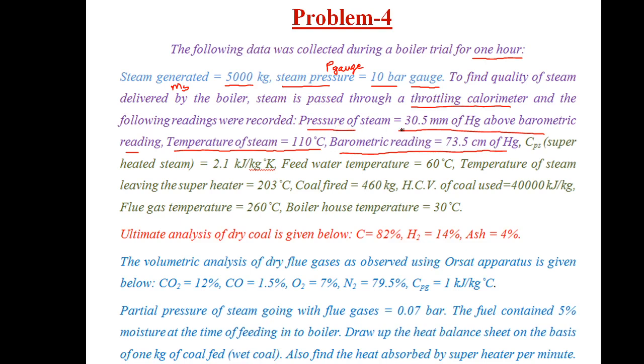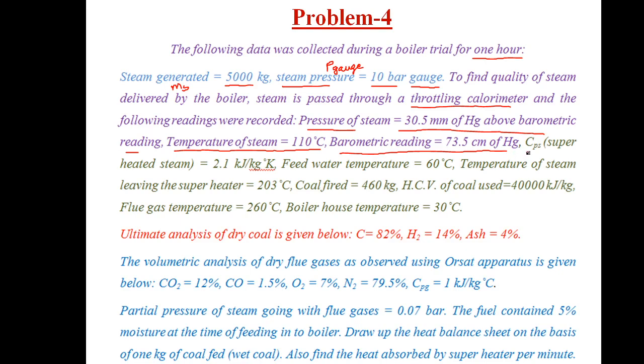The pressure of steam is 30.5 mm of Hg above barometric pressure. This is the gauge pressure of steam after passing through the throttling calorimeter. At the outlet of the throttling calorimeter, the gauge pressure of steam is 30.5 mm of Hg. The steam becomes superheated steam, and the temperature of steam after throttling is 110 degrees Celsius, whereas the barometric reading, in the sense the atmospheric pressure, is 73.5 centimeters of Hg.